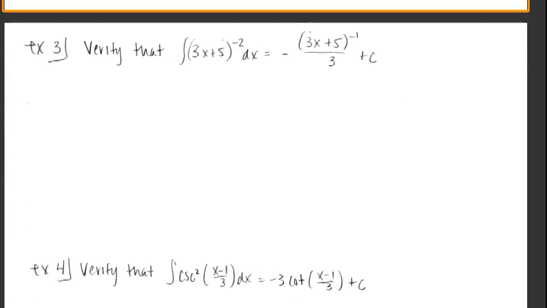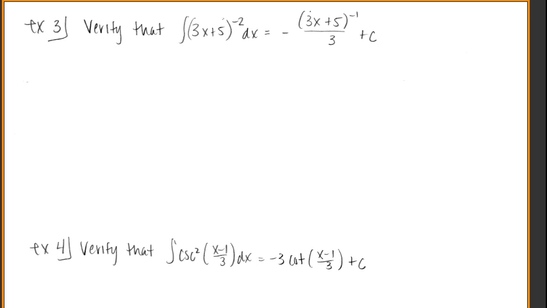All right, example 3. We want to verify for sure that by the time I take the integral of this left side, I actually get to this right side. Okay. So what you're seeing here on the right side is our antiderivative. This is our F of x. So the way I'm going to verify is I'm going to take the derivative of our antiderivative. Okay, so I want to take the derivative.